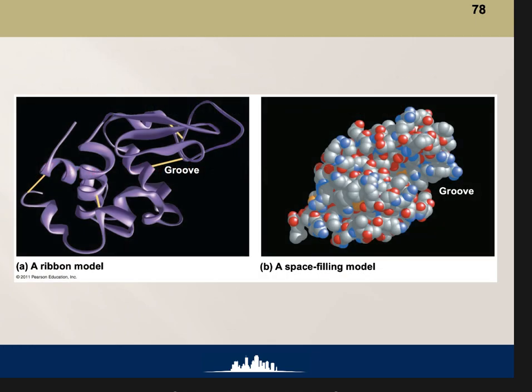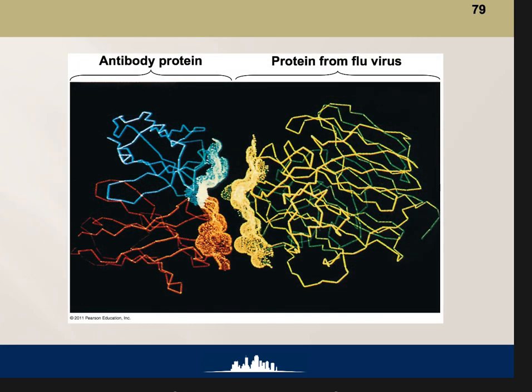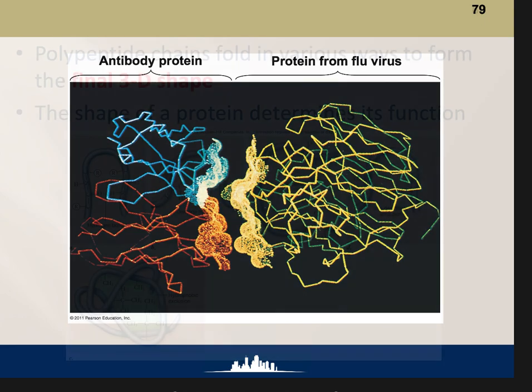So here we see a ribbon model versus a space-filling model, and you'll see the groove where the shape is, and we'll talk about the shape of proteins. The ribbon versus the space-filling model is the same protein, but it's shown differently in different diagrams. And here we see an antibody protein and a protein from a flu virus, and how they actually can help bind together.